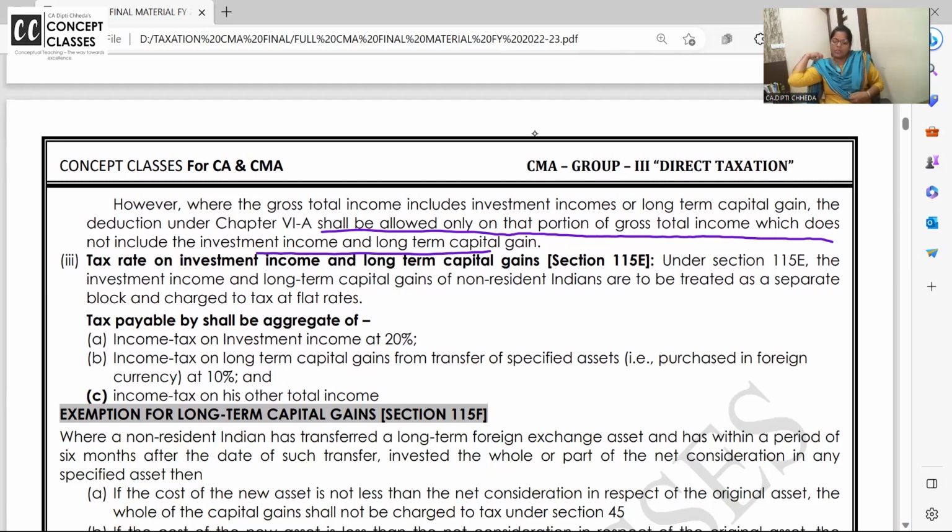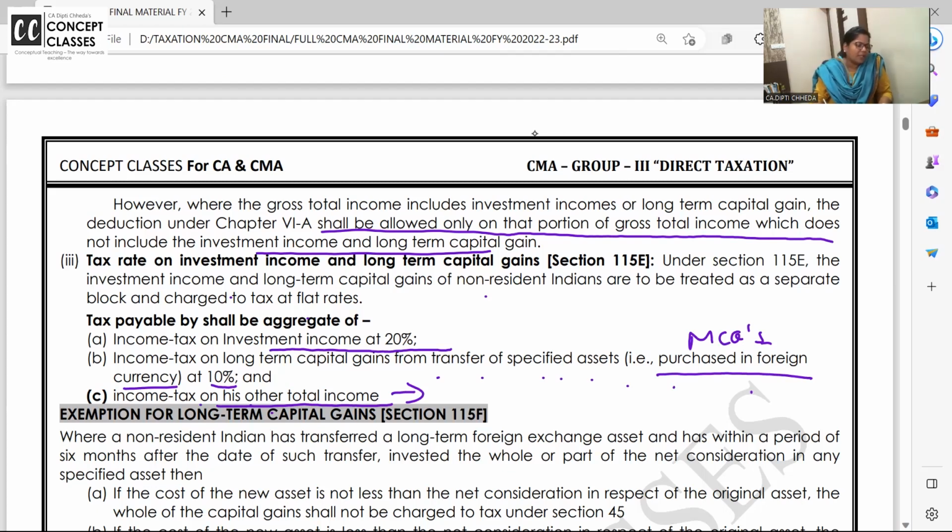For this, you all should know the capital gain rates properly. Now, the investment income and long-term capital gain are to be treated as a separate block and they are chargeable. Investment income is taxable at 20%. Long-term capital gain on specified assets which is purchased, mark this, very important for MCQ. There will be some long-term capital gain on specified assets, but if it is purchased in rupees, you will not get this benefit. It has to be purchased in foreign exchange, then flat 10% tax, and income tax on other income at normal rate. अब normal rate में I want all of you dear students to add in your textbook.